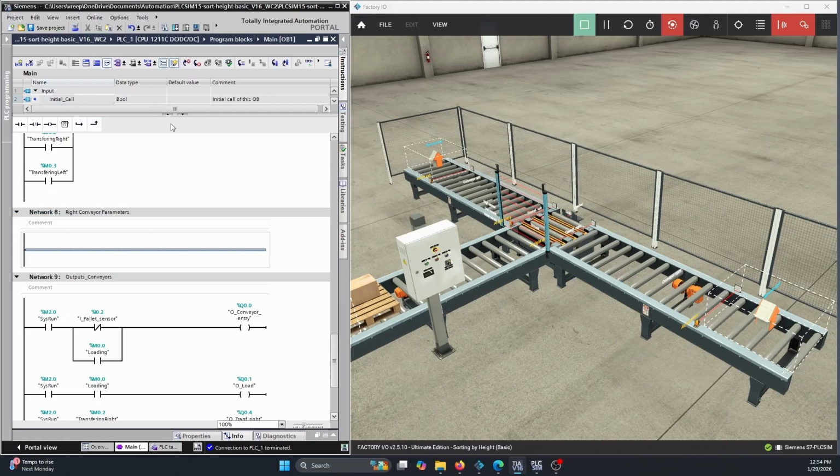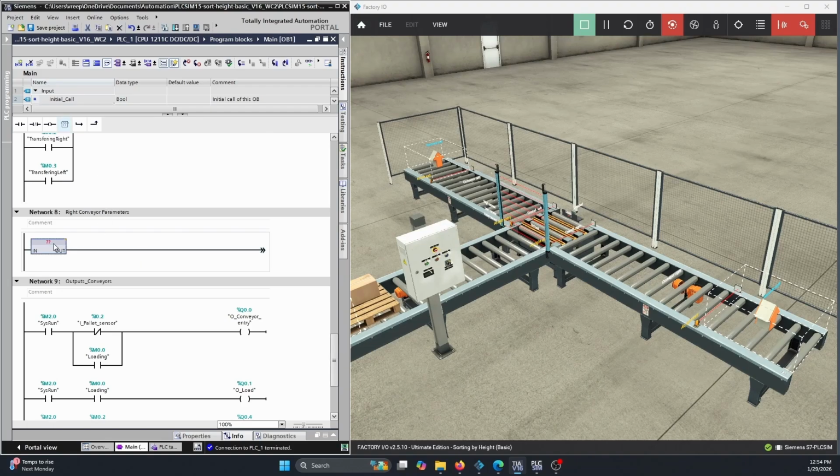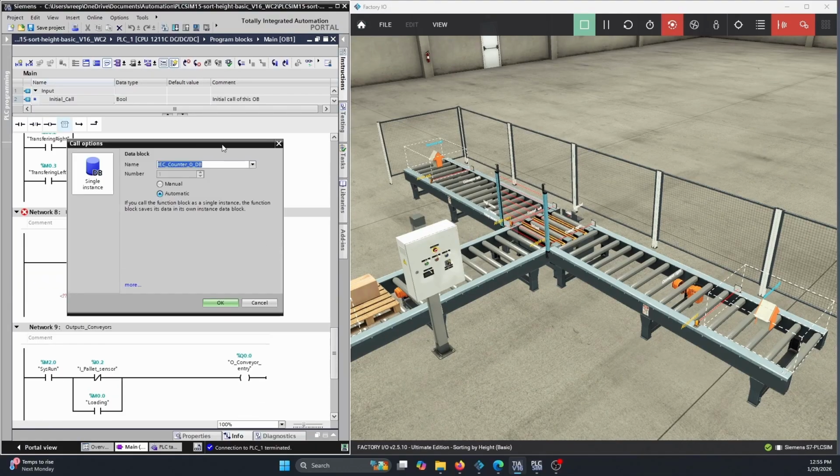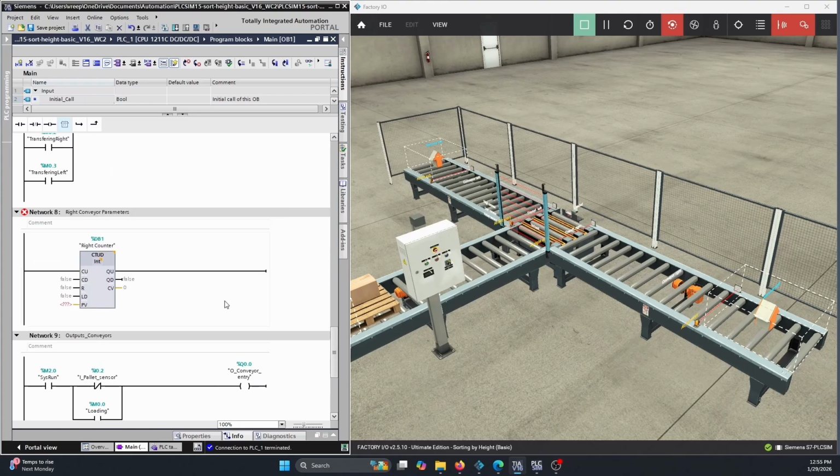So with this one, what I thought was really cool on the example from Factory.io was that they used a count up down. So you guys know this trick, right? You can bring this in, drop this in, and then just type in CTUD, and it comes up with count up down. Beautiful. Okay, this one I'm going to give a name of rate counter. Okay, so what we need to do is every time that it's transferring right, and transferring right was %M0.2, then we're going to increment this counter here.